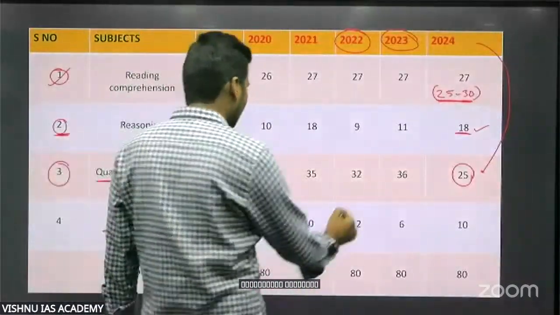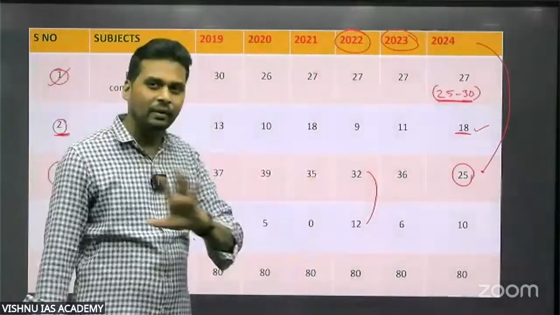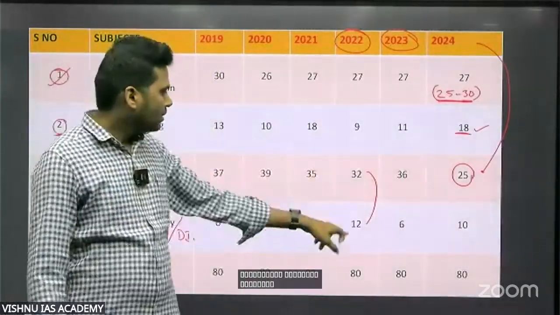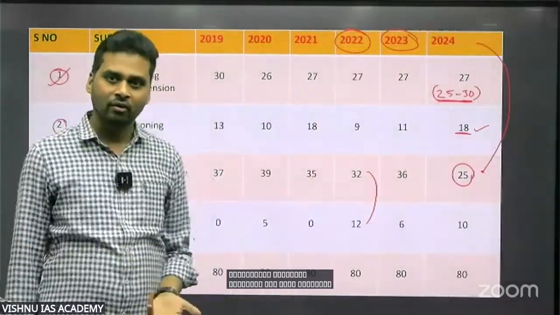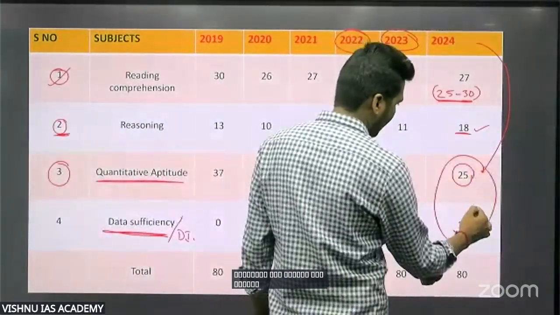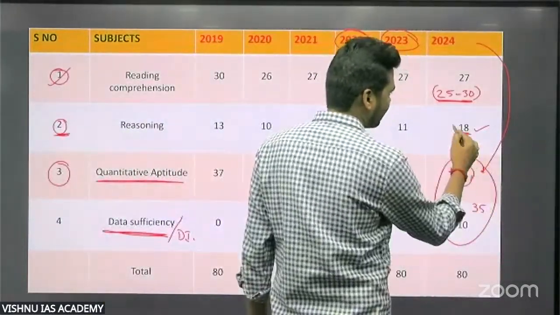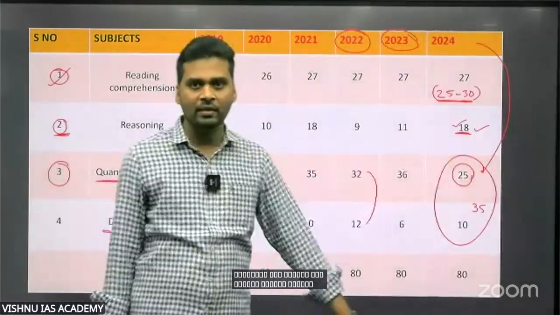So you can see 32 in 2022. That year was completely a maths paper. 44 questions, more than 50% of the questions, from the quant part. Even if you look at 2024, approximately 35, but the number of reasoning questions is 18. So it will be some relief for non-math students.